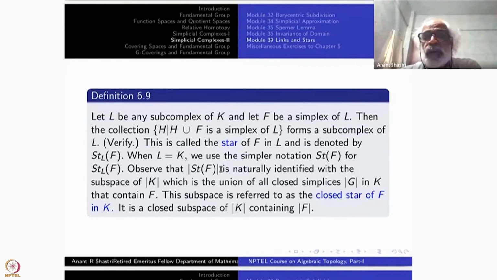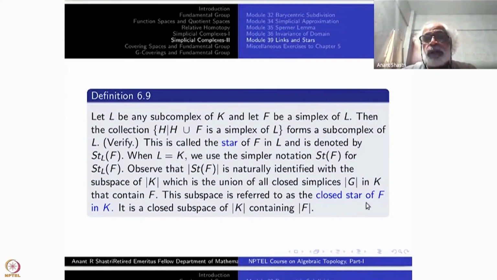The modulus of star F, which is the underlying topological space, is naturally identified with a subspace of mod K. Okay, this is true for any subcomplex after all. All right, and this is nothing but the union of all closed simplexes mod G in K that contain F. G, if it contains F and it is a subcomplex of K, it will be inside star by definition. Okay, this subspace is referred to as closed star of F.